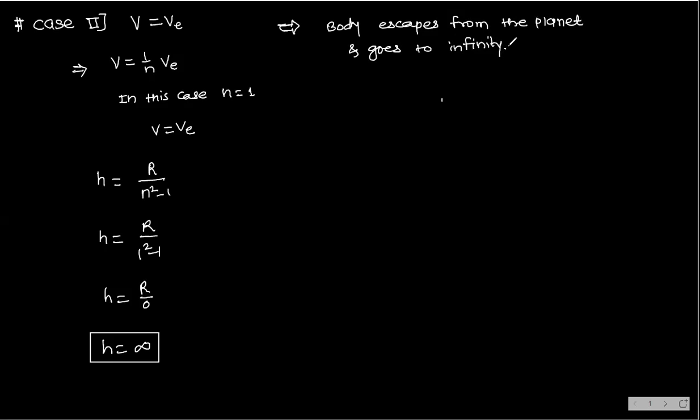In the first case, what we have seen, body will go up to a certain height and then it will fall back. But here it is not like that. Body escapes and goes to infinity. And one more point in this case, total energy of the body at infinity is 0.